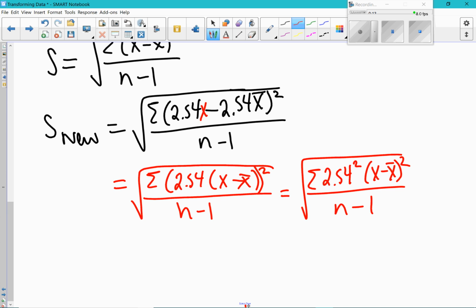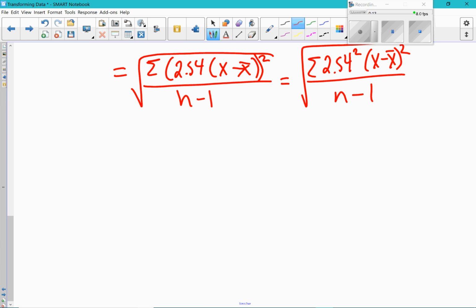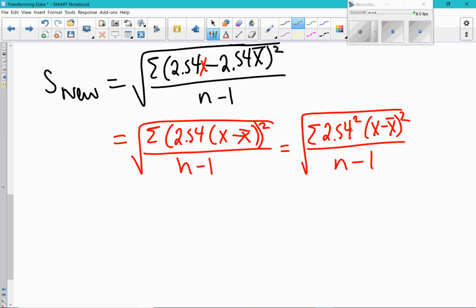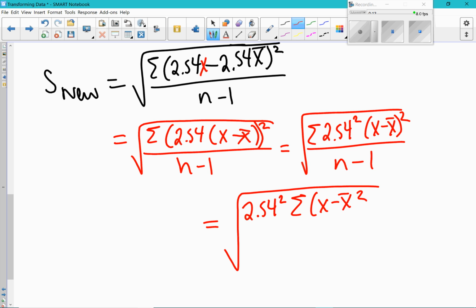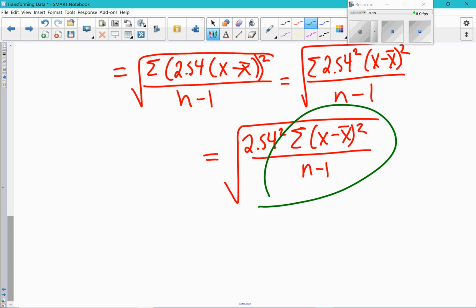And whether you remember this from pre-cal or not, this is a scalar, and so all it would do is multiply the overall sum. So what we would have is 2.54 all squared times the sum of x minus x bar all squared, divided by n minus 1. And the square root of a square would just be 2.54. And this is just the standard deviation part right here with the square root. So the new standard deviation would be 2.54 times the old standard deviation.